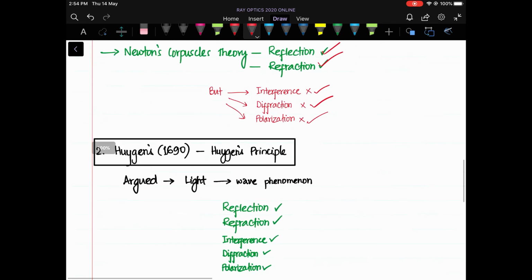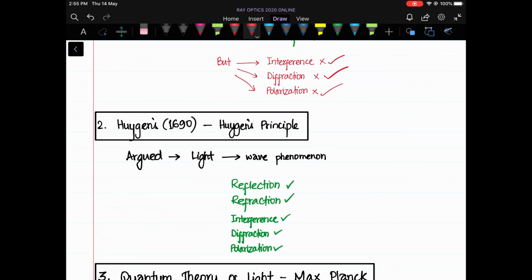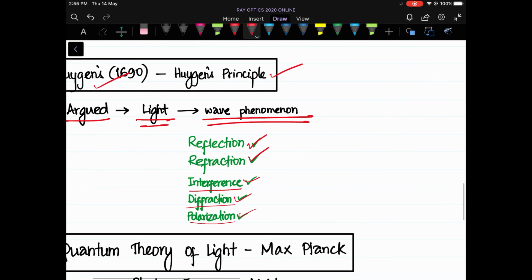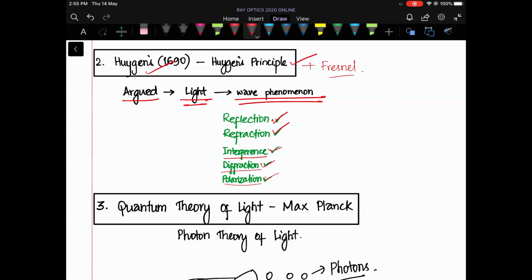After Newton, the major theory for light was introduced by a person called Huygens. Huygens argued that light is a wave phenomenon. Huygens doesn't take the idea of corpuscles in his theory. That means light doesn't consist of particles, but light is a form of wave. Using this principle, Huygens could explain not only reflection and refraction, but he could even explain other phenomena. Later, Huygens' principle was made more advanced by another person called Fresnel. For the time being, we need not go into the details of that.